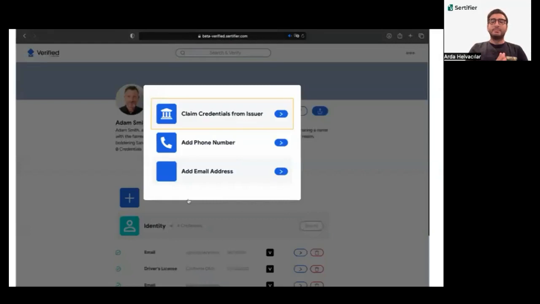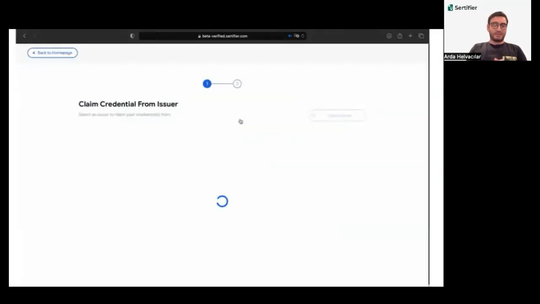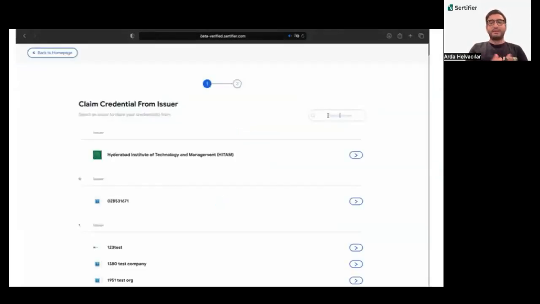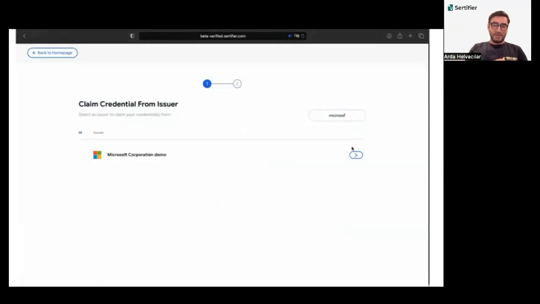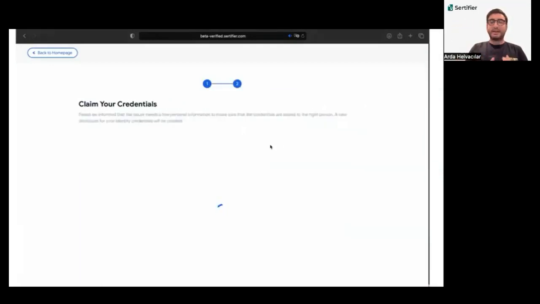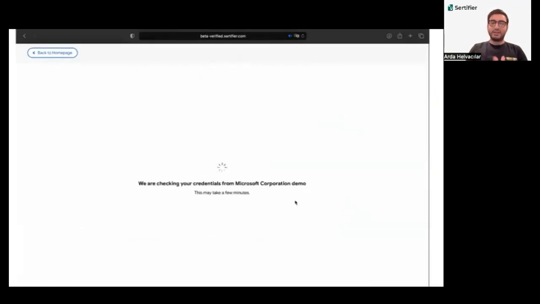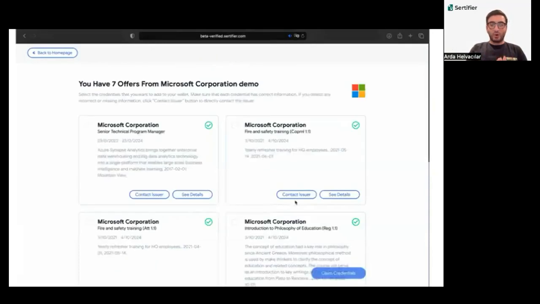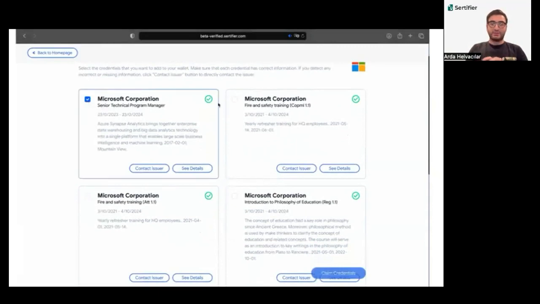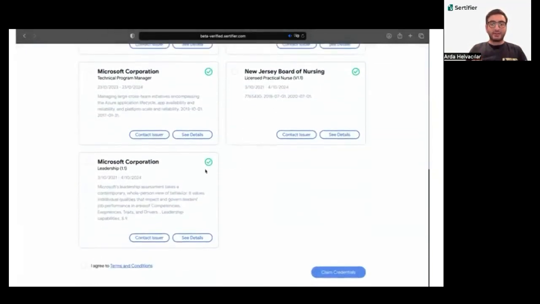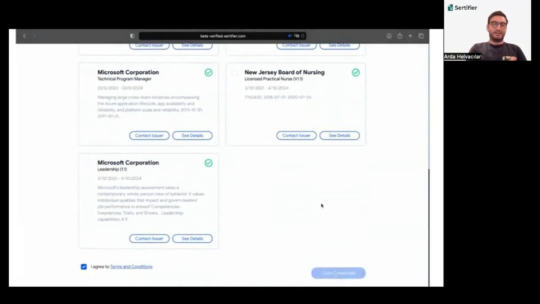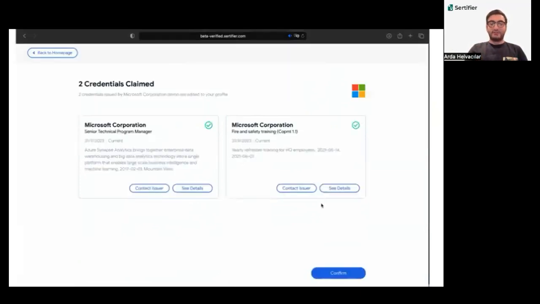With Verified, claiming credentials is a straightforward process. Users are promptly notified when new credentials are issued to them. The process is intuitive, guiding users step by step on how to claim their credentials securely into their wallets. The immediate notifications ensure users are always updated on the status of their credentials, fostering a proactive approach to managing their digital identities.